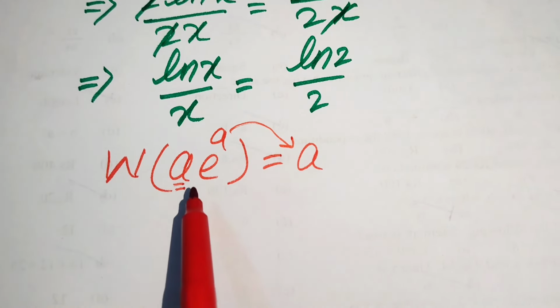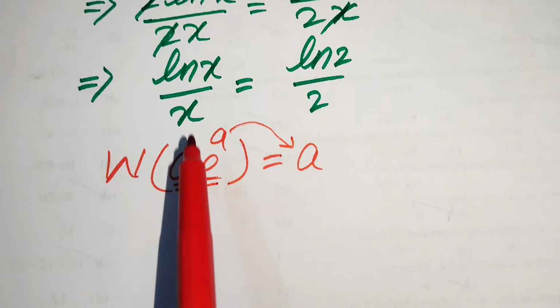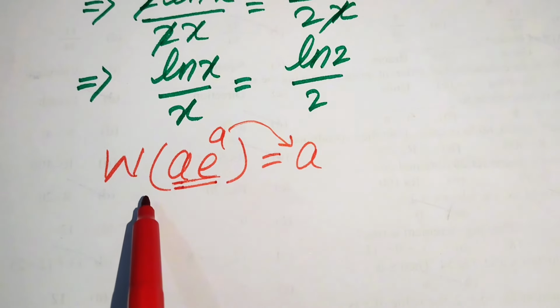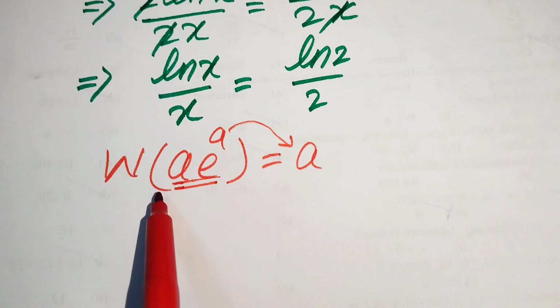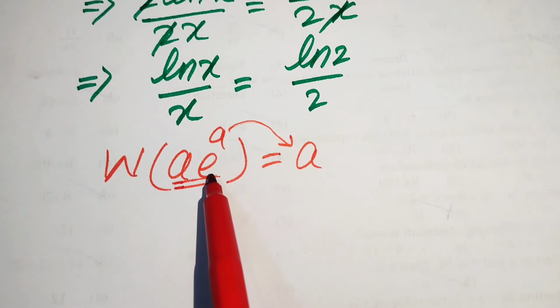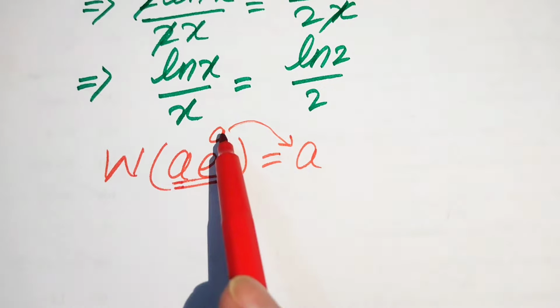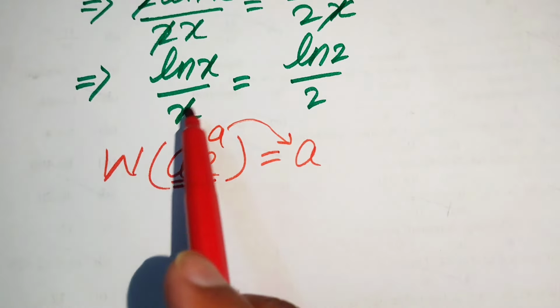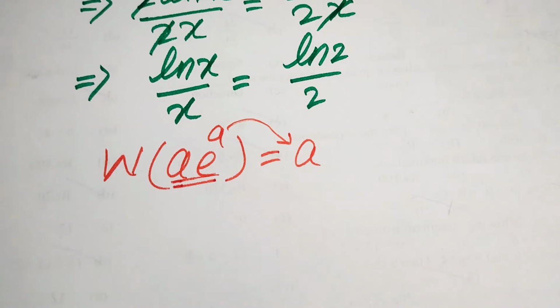Okay, so now first we make this type of condition on the left hand side of the above equation, and then we apply the Lambert W function. So the condition is that we first make the exponential function with base e, and its exponent is multiplied by it. Okay, so now we need some working to convert this log x over x into this form.